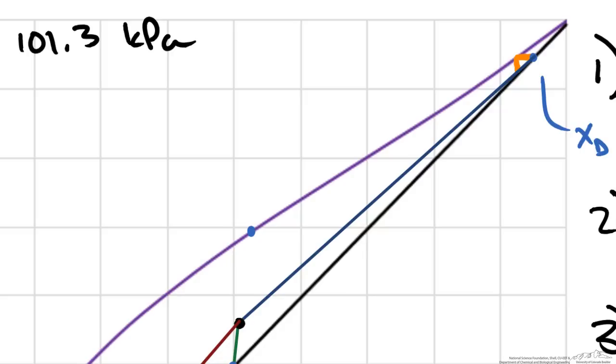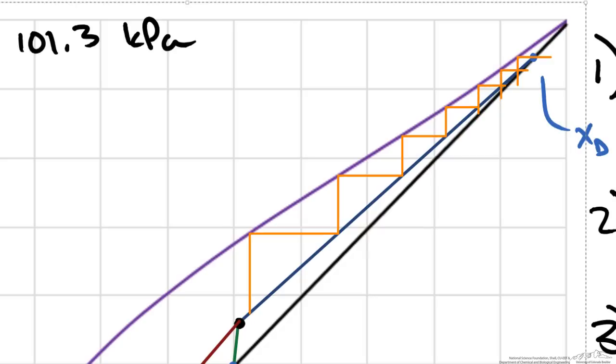But we go left to the purple line, our thermodynamic equilibrium line, down to our blue line, the rectifying operating line. And we continue to do this. And each of these points represents an equilibrium stage. So I know these aren't perfectly straight.